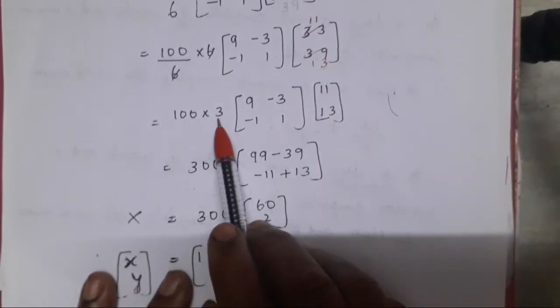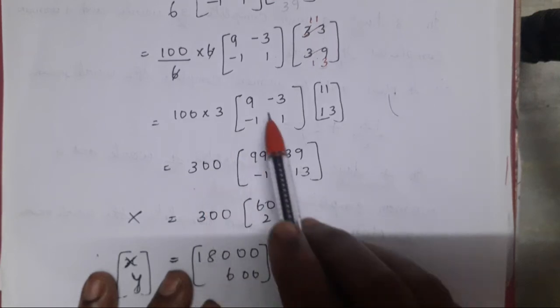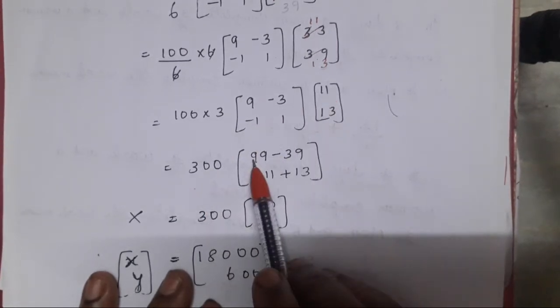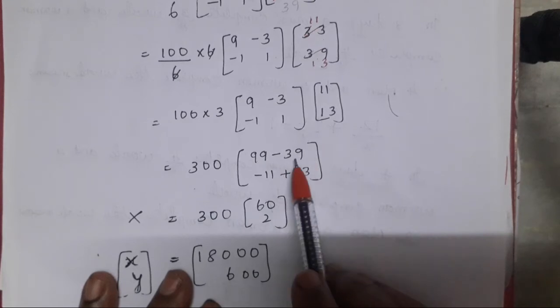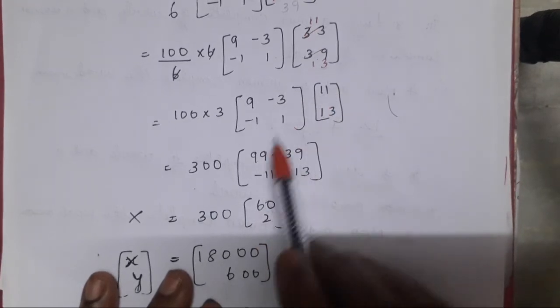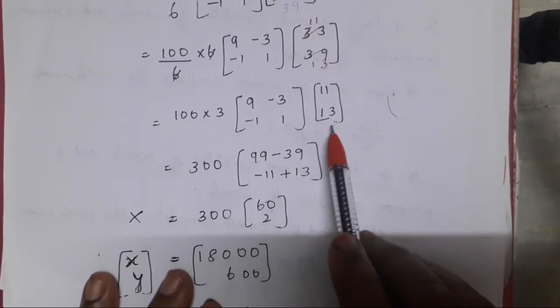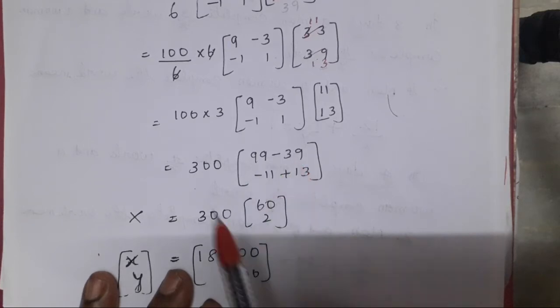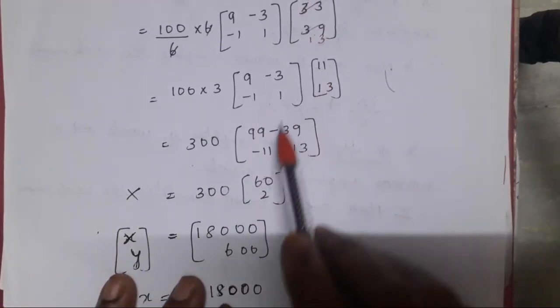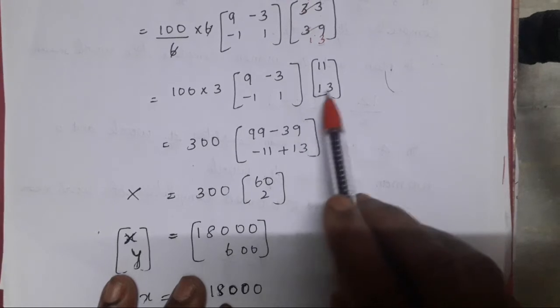See, 100 into 3 is nothing but 300. So 9 into 11 is 99. Minus 3 into 13 is minus 39. Next, minus 1 into 11 is minus 11. 1 into 13 is plus 13.